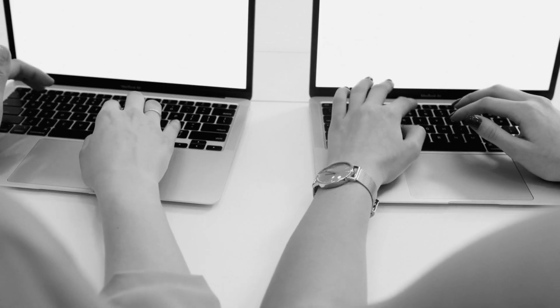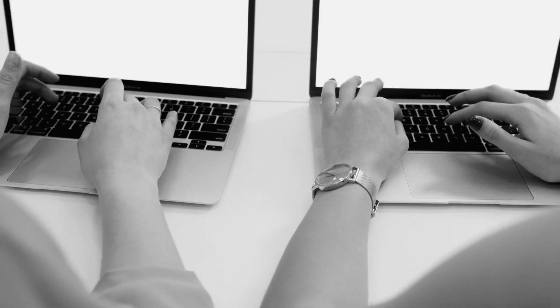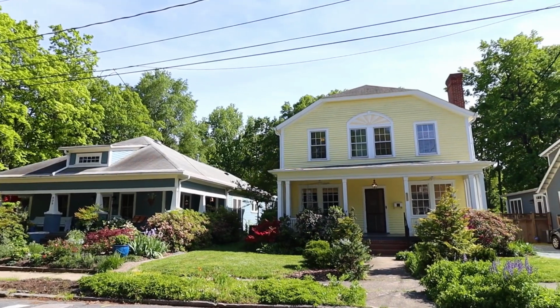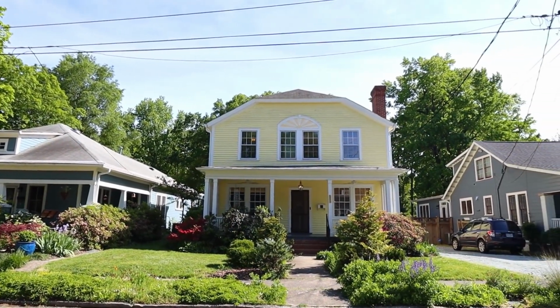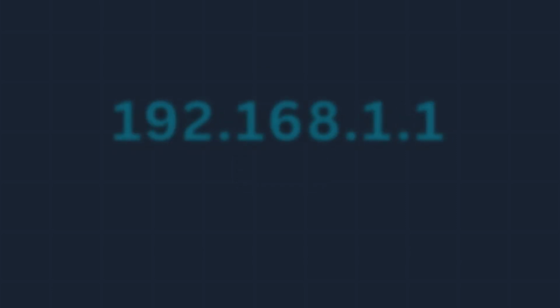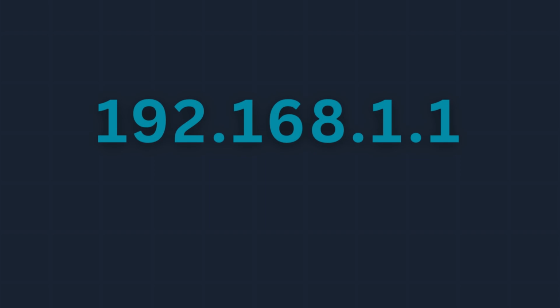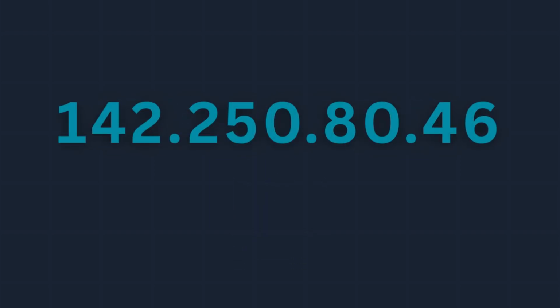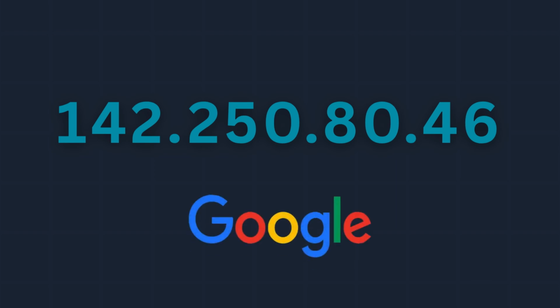Now, for two computers to communicate, they need to find each other, and they do that using something called an IP address. Think of it like your home address, but for your device. Every single device connected to the internet has a unique IP address. For example, this IP address, it could be your router, or this other IP address, it's one of Google's servers.